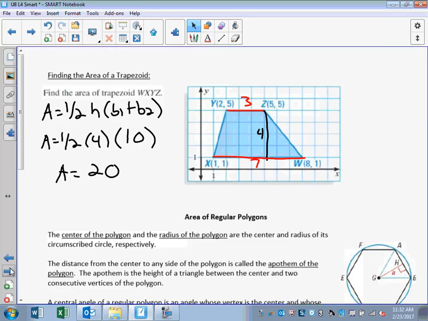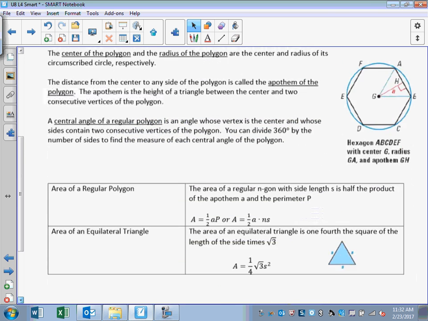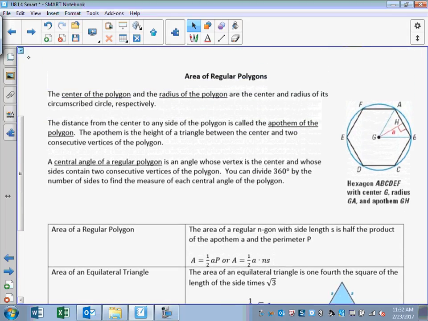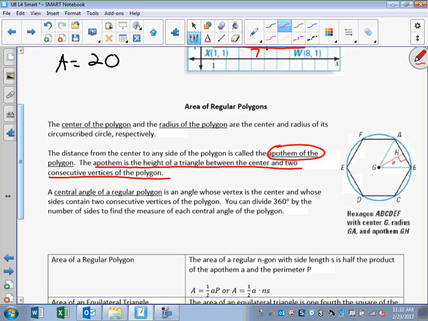The next section talks about how to find the area of regular polygons. So you can read through that. The most important thing from this section, or one of the most important things, is this right here, which is underlined for you. So the apothem is the height of a triangle between the center and 2 consecutive vertices of the polygon.